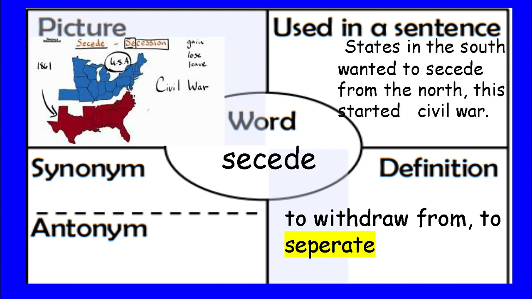If I use it in a sentence, states in the South wanted to secede from the North. This started the Civil War. Another word that we can use is leave. They were known as the Union. That means together. All these states were together. But because they did not agree on certain issues, they wanted to leave. They wanted to secede.